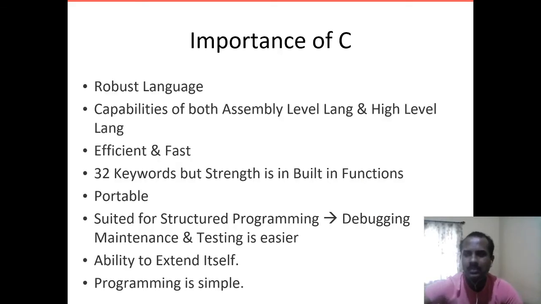Let us go through the importance of C here. The C language is a very important language and it is very robust. What do you mean by a robust language? It is a very strong and powerful language. It has the features of both assembly level language and high level language. I already mentioned we have three languages.